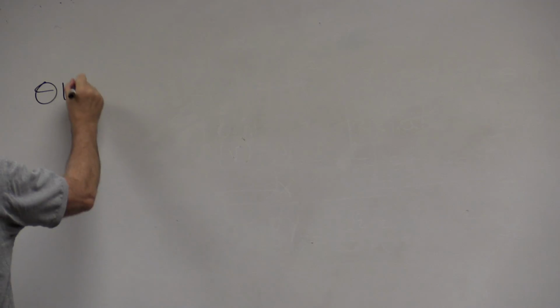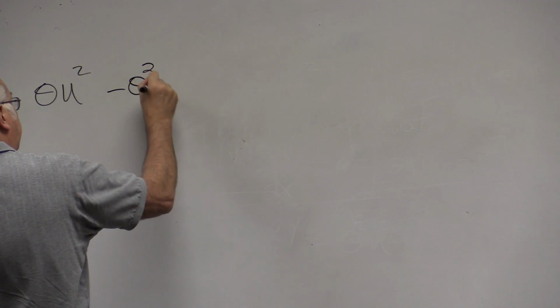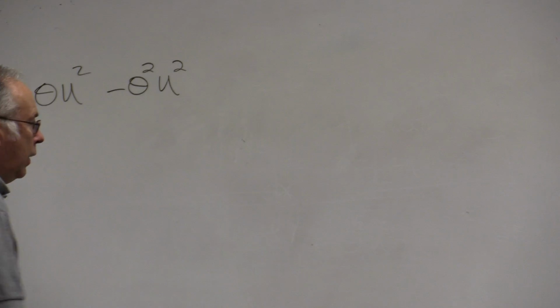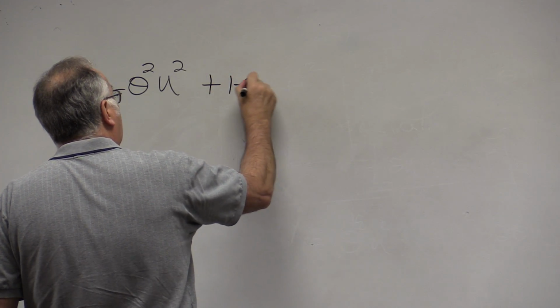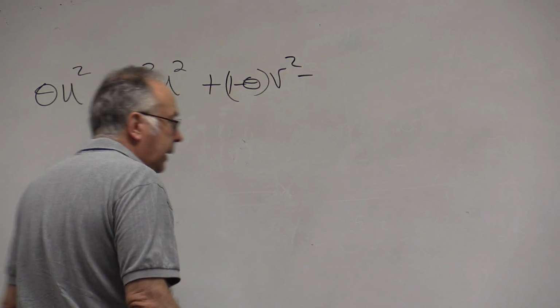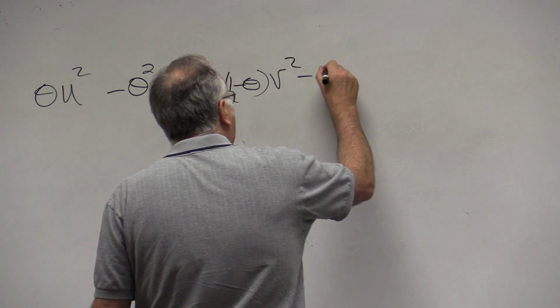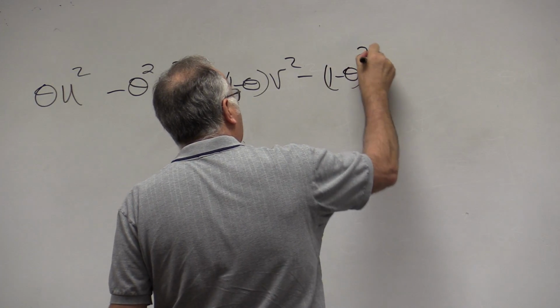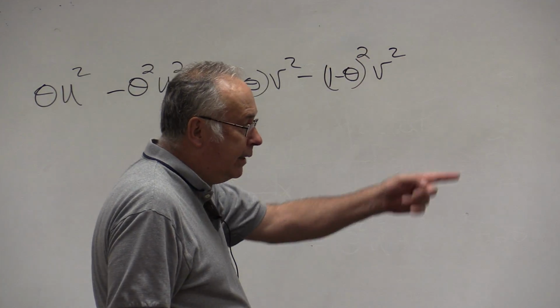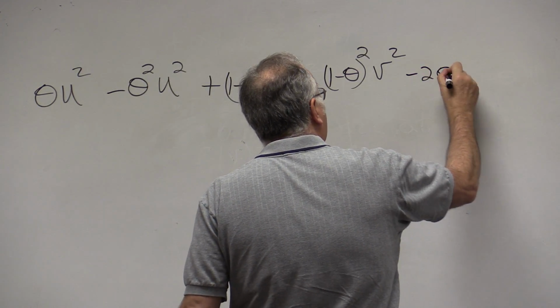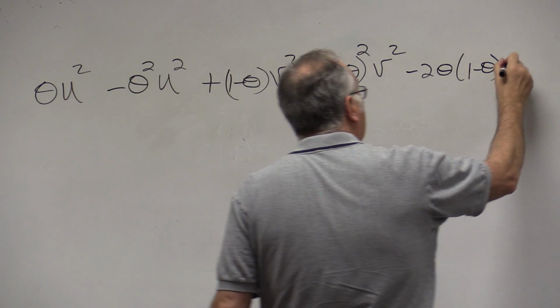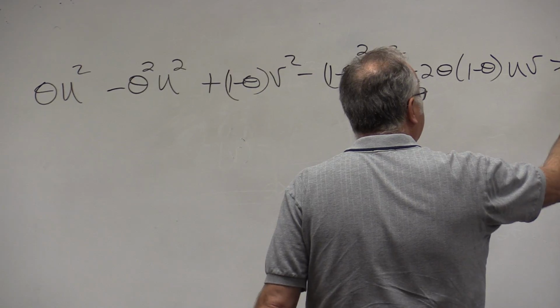Okay, so we bring everything over to the left. So it's theta u squared minus theta squared u squared, plus 1 minus theta v squared, minus, we bring this term over to the left, 2 theta, 1 minus theta, uv. And we want to show that that's greater than 0.